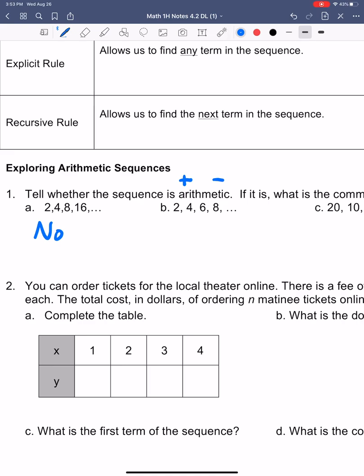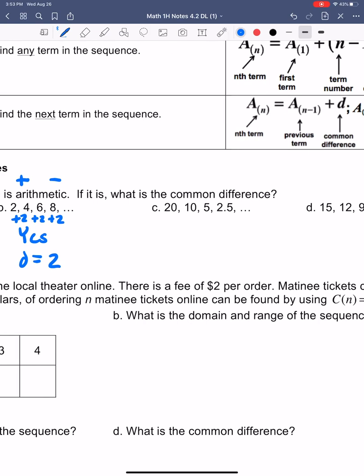Okay. Whereas letter B, we can see we're adding 2 and adding 2 and adding 2. So this is, yes, this is arithmetic. And the D value is 2 because that's what we're adding over and over and over again. Moving to letter C, we go from 20 to 10 to 5 to 2.5. So it looks like we're cutting in half, right? So we're multiplying by 1/2. And remember, multiplication, that's not arithmetic. So this is another no.